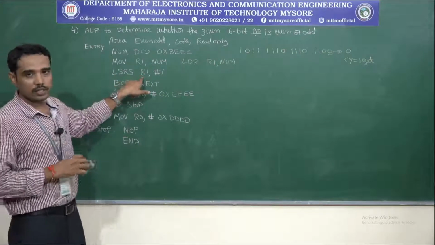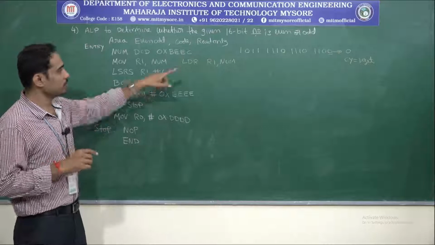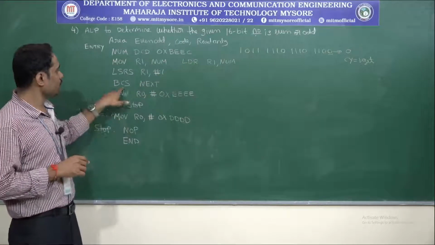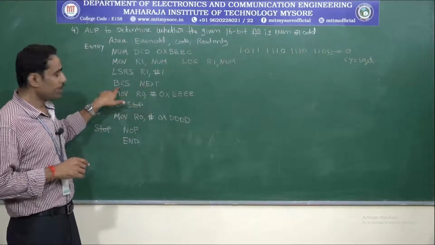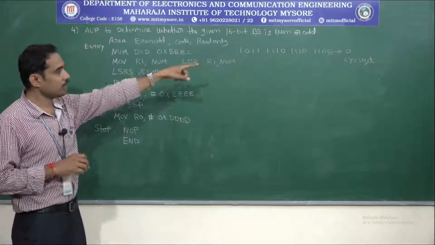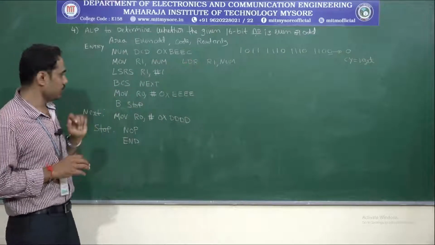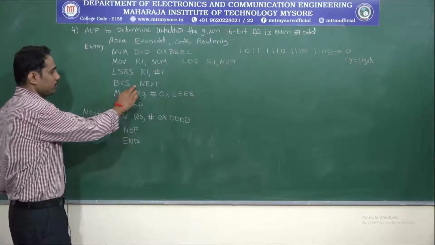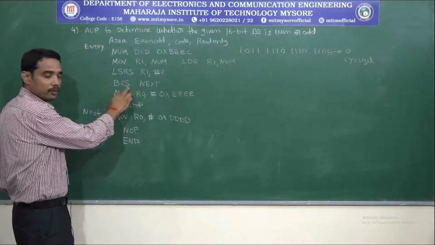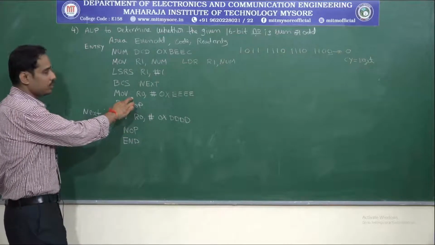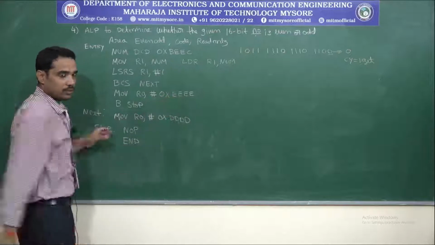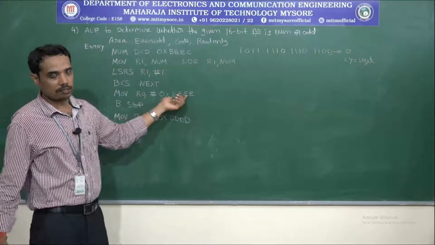LSRS, that is, shifting right by 1 bit position. Then the bit moved out of the LSB is 0. BCS next means branch to next if carry is set. In this case, carry is not set; it is reset. Then it does not go to the label. Next, it executes the next immediate instruction, that is, MOV R0, #0xEEE. That means the given data is even.